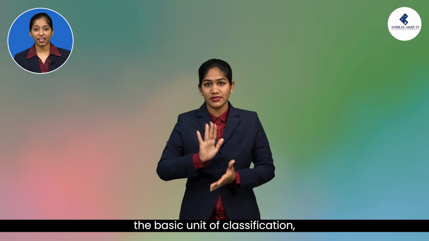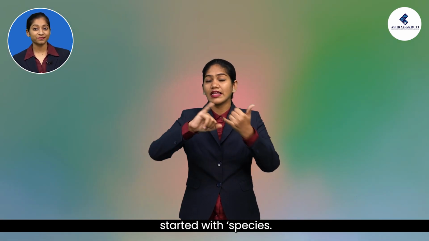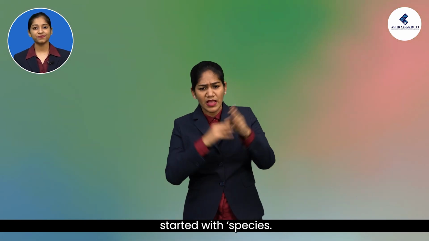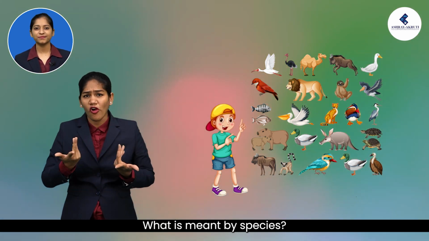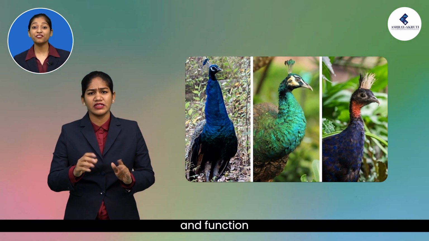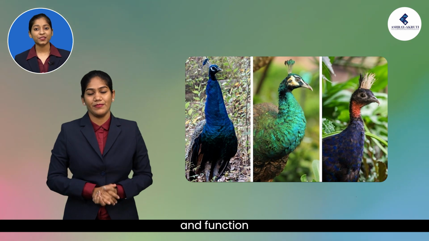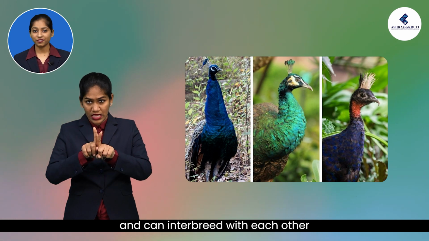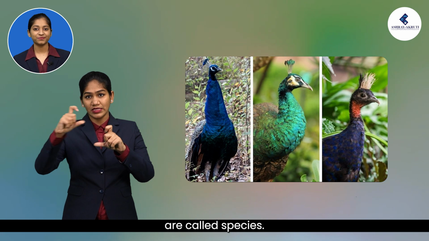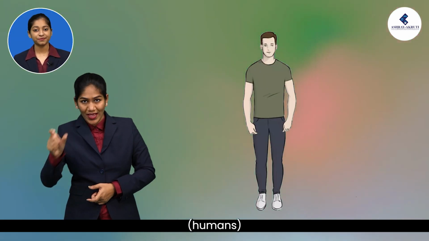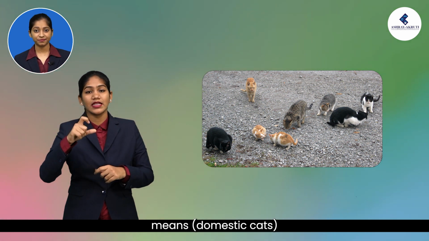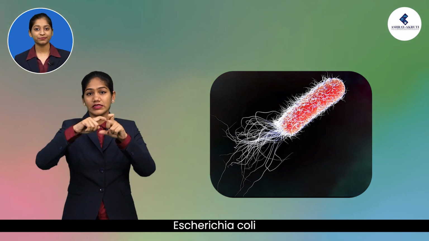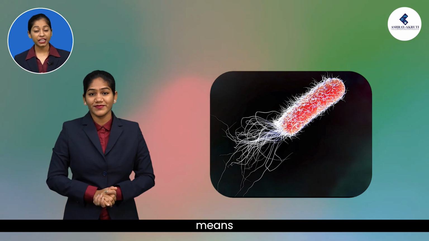The basic unit of classification starts with species. What is meant by species? Organisms that are similar in structure and function and can interbreed with each other are called species. Example, Homo sapiens means humans. Felis catus means domestic cats. Escherichia coli means E. coli bacteria.